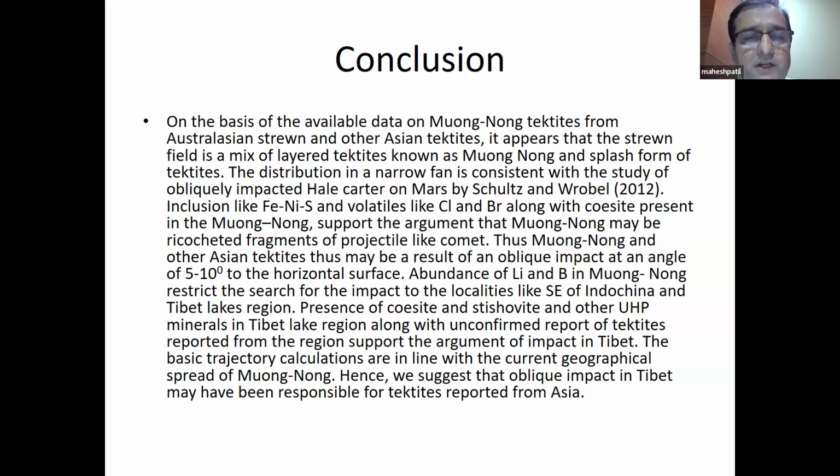I am saying when a projectile impacts at a very low angle, the projectile may ricochet, and some of the ricocheted fragments may skim from the surface. That is called ricocheting of projectile fragments. So there are two different things: melted tektites, and what we are talking about, muon now. Our assumption is they are ricocheted fragments of the projectile. Continue, discuss, don't hesitate. I may be wrong, or I may not have understood you.